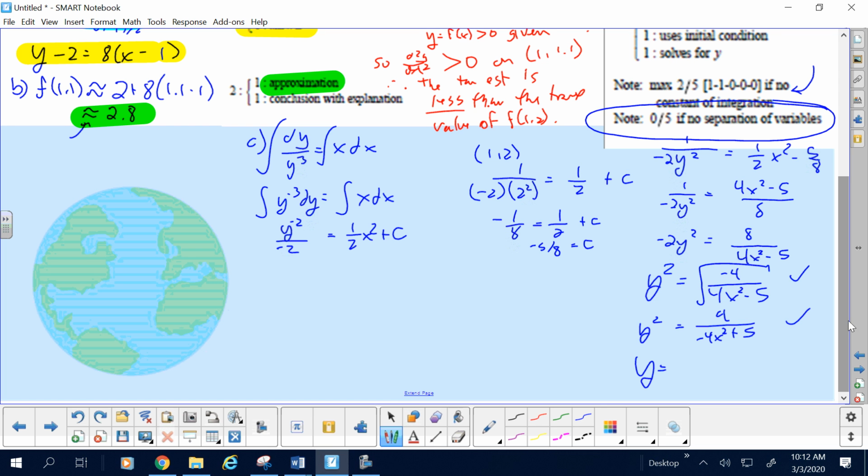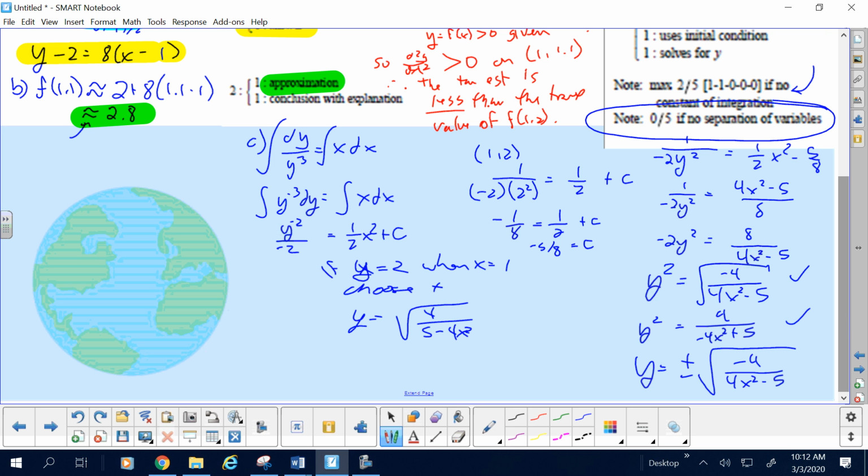Y is plus or minus the square root of whichever one. And if that's going to keep from being imaginary, it must be the case that the bottom's negative to make that happen. But we need to choose. If y is positive 2 when x is 1, we must choose positive. So y is the positive root of whatever you called it. I think this is the cleanest way to write it myself.